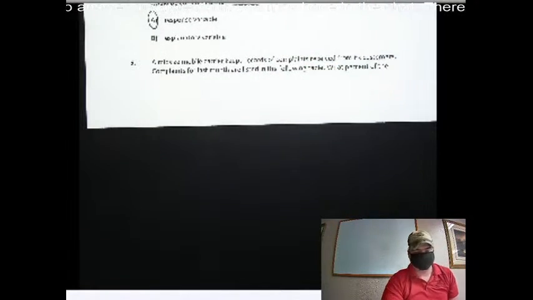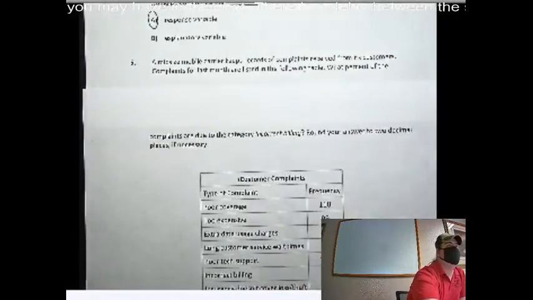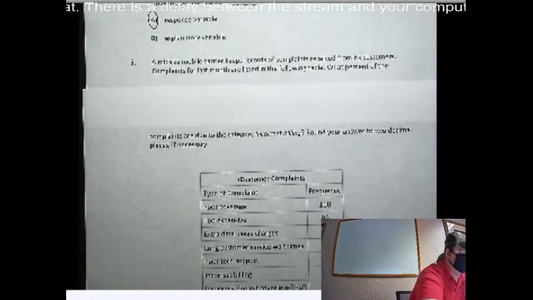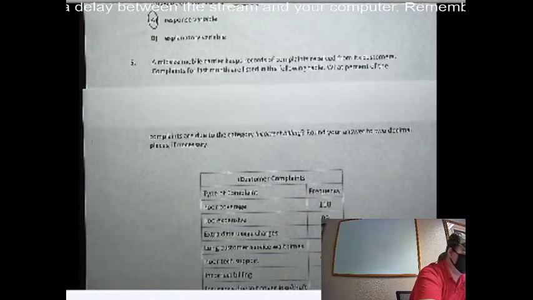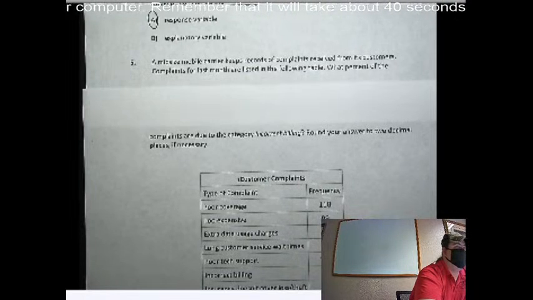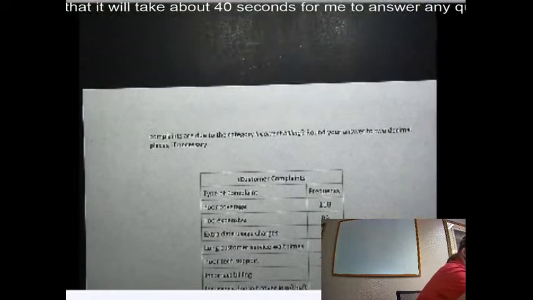Number 5. Yeah, this one's kind of cut off. Here's the rest of it. A mid-sized mobile carrier keeps records of complaints received from its customers. Complaints for last month are listed in the following table. What percent of the complaints are due to the category incorrect billing? Round your answer to 2 decimal places if necessary.